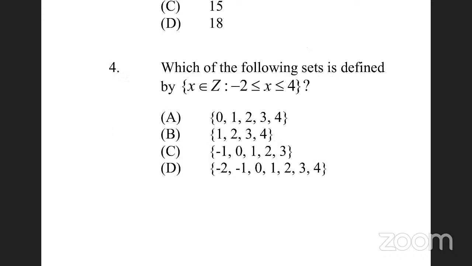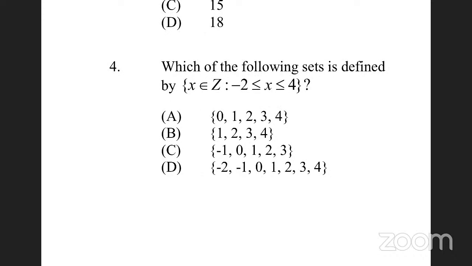Try this next one here. What's the answer here? A, B, C, or D? C? Wrong. Why is it wrong? See if we can figure out why it's wrong. Because the minus 2 and 4 are included. Right? This symbol means the minus 2 and the 4 are included. So the answer is D. Yeah?